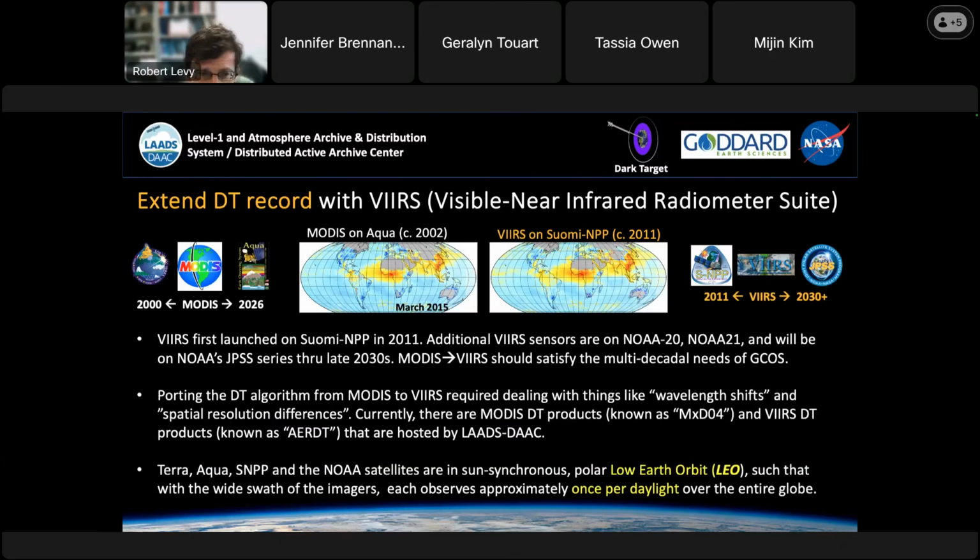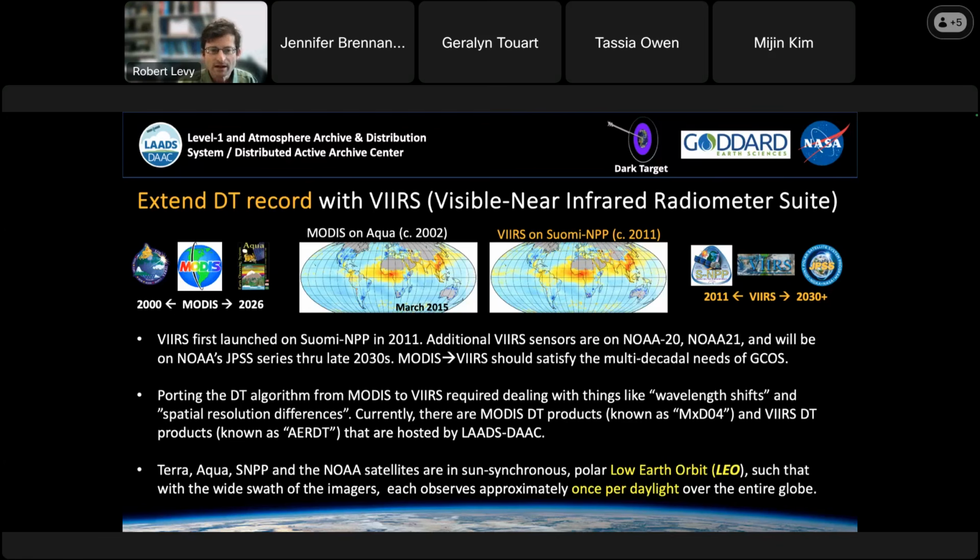So the extension of our long-term record, or our dark target, is using VIIRS, the Visible Infrared Imaging Radiometer Suite. It was first launched on Suomi NPP, another satellite, in 2011. Additional VIIRS sensors are also on NOAA-20 and NOAA-21 currently, and will be launched later in the next couple of years on the rest of NOAA's JPSS series. So between MODIS and VIIRS, we should satisfy the multi-decadal record.